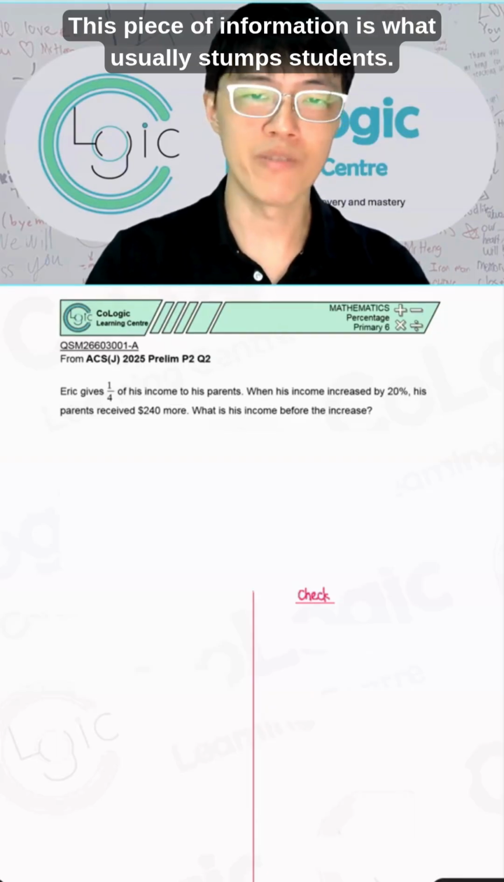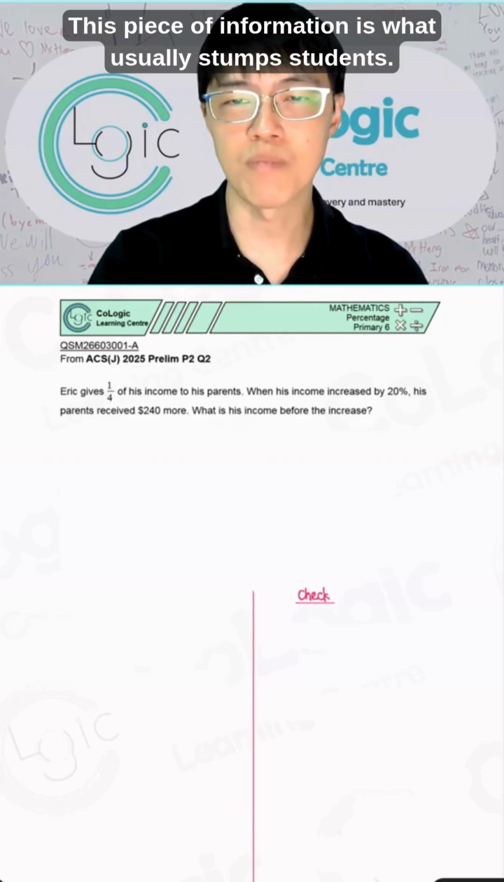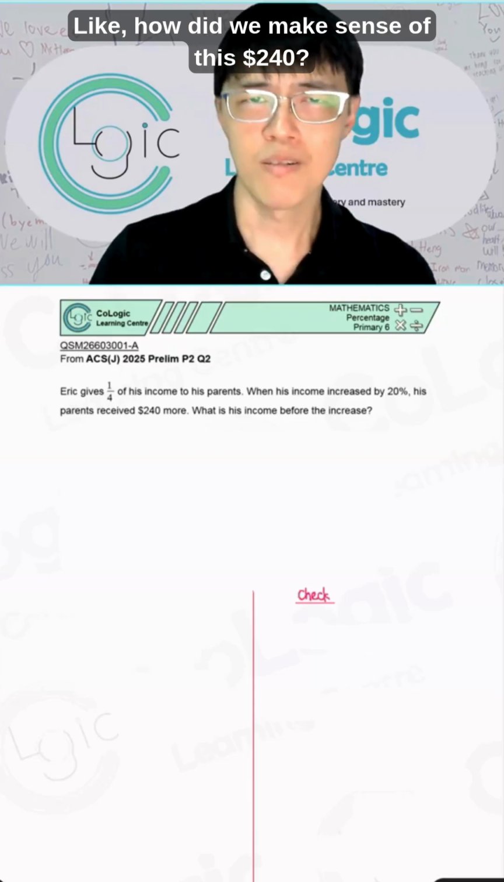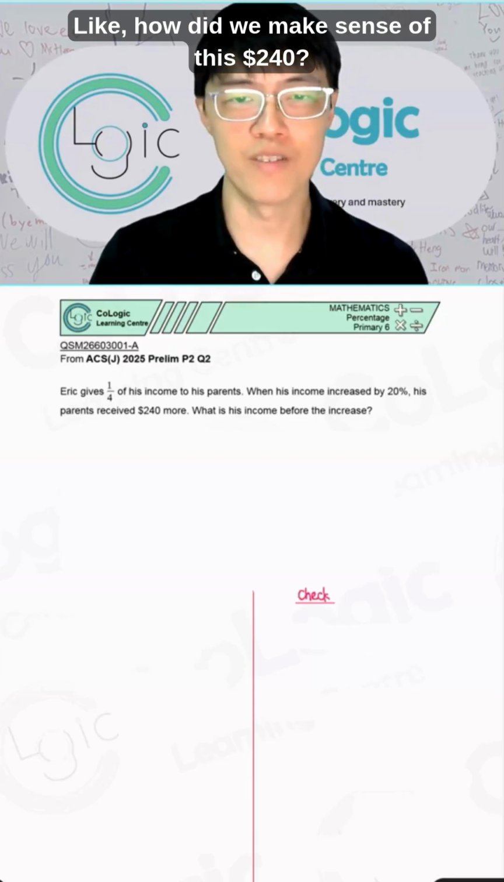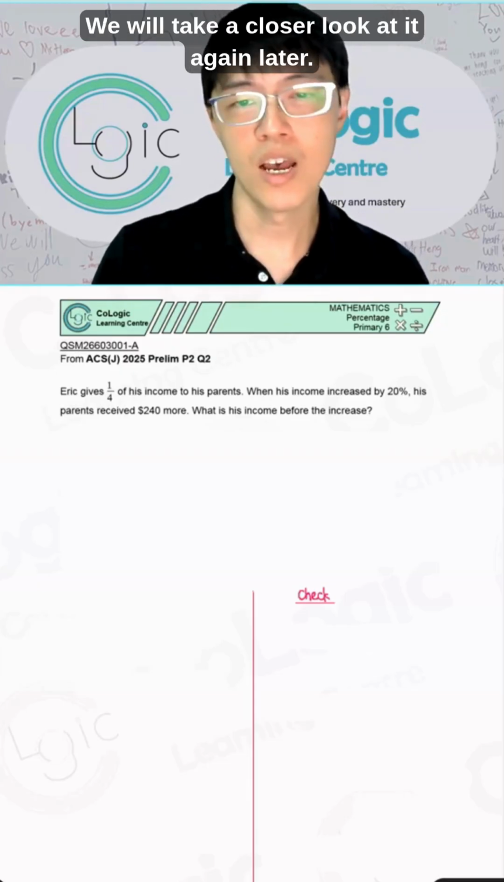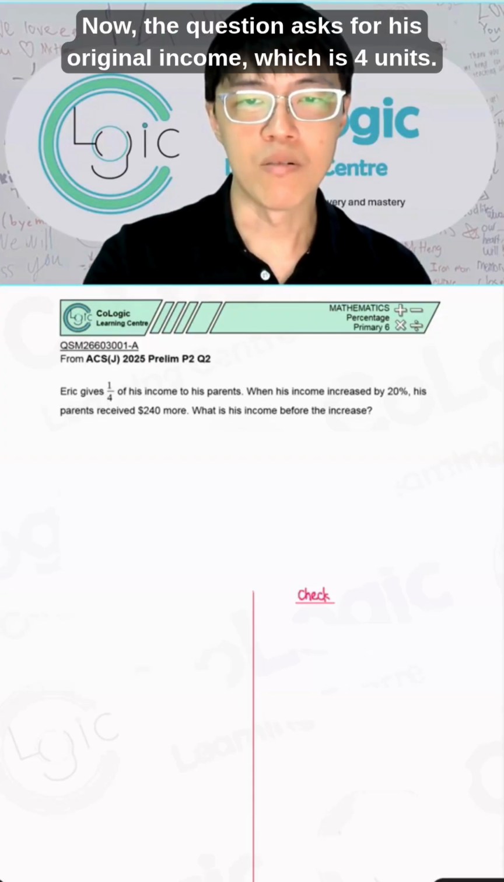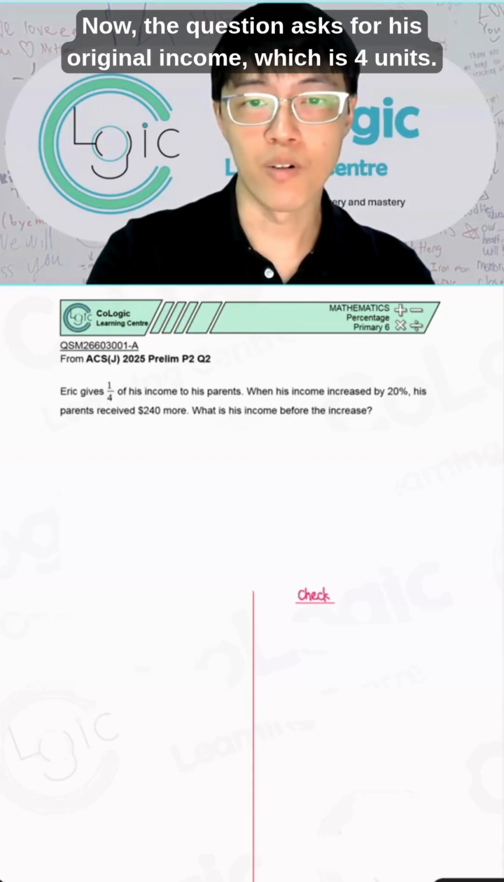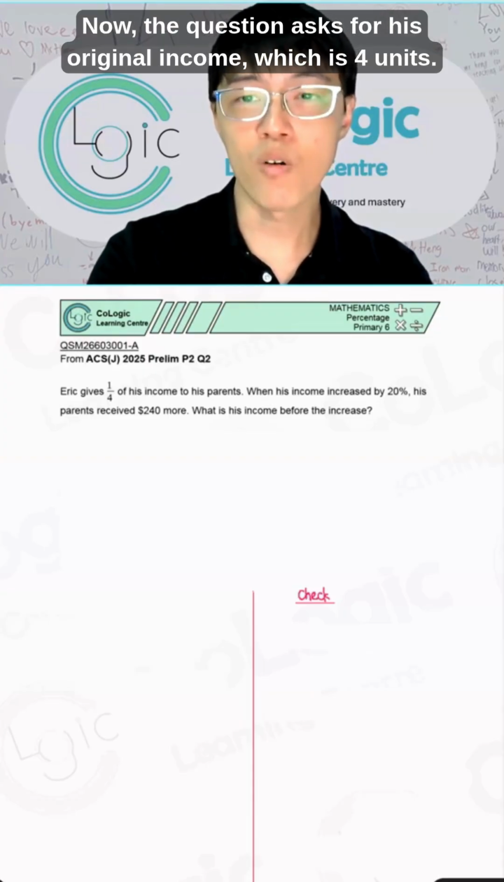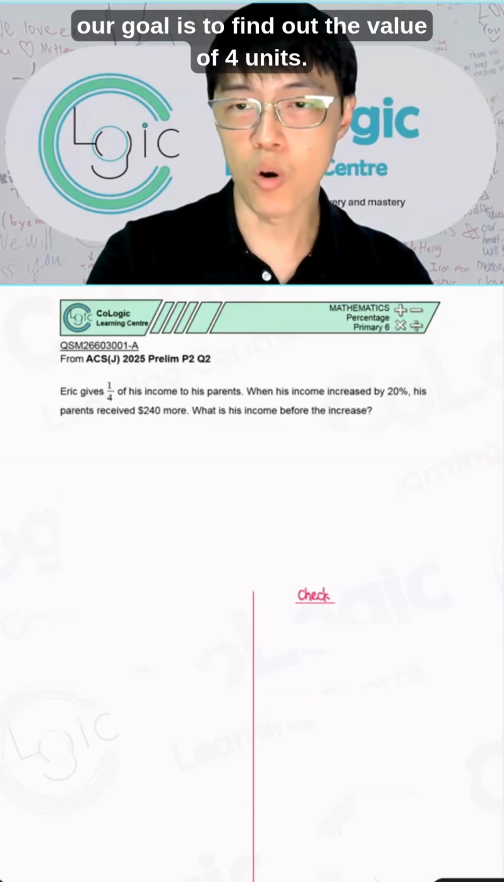This piece of information is what usually stumps students. Like, how do we make sense of this $240? We'll take a closer look at it again later. Now, the question asks for his original income, which is 4 units. That means our goal is to find the value of 4 units.